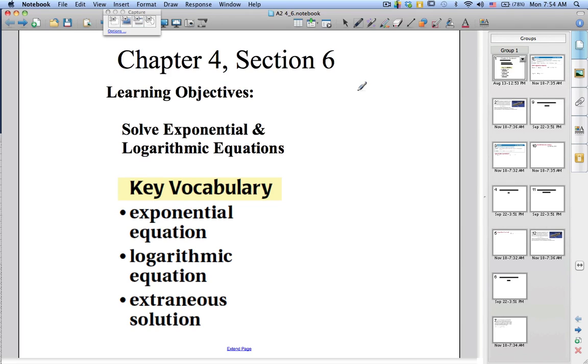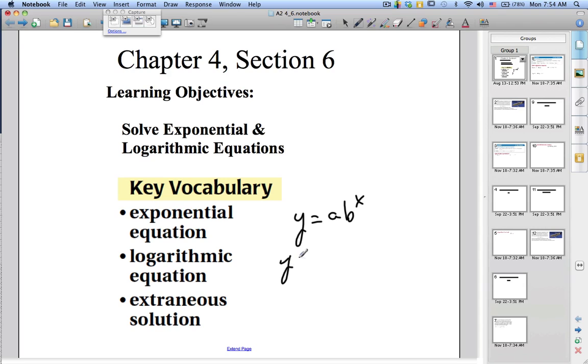Section 6, we're going to work on solving exponential and logarithmic equations. And we've already talked about what these look like. An exponential equation obviously has your variable as an exponent. They can take many different forms, but that's the key element. If we had something like y is equal to a times b to the x power, this is what makes it an exponential equation. The variable that I'm solving for, x, is an exponent.